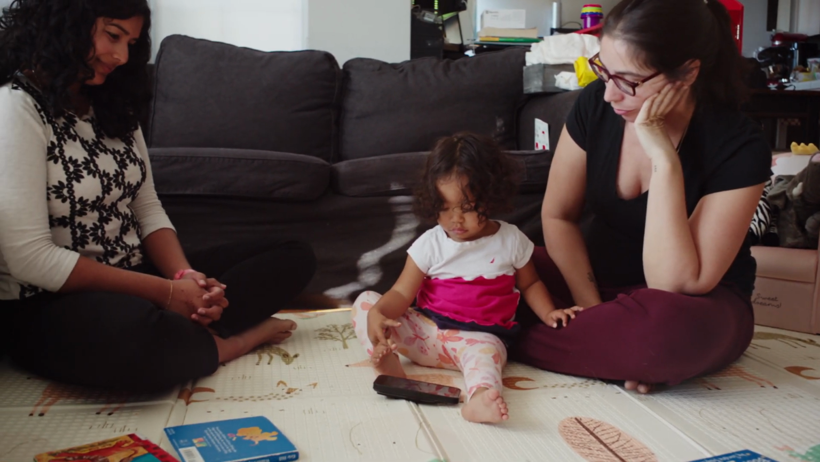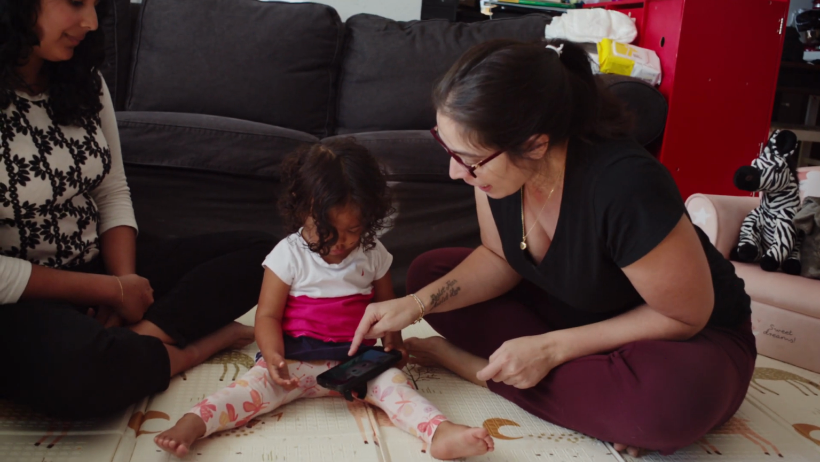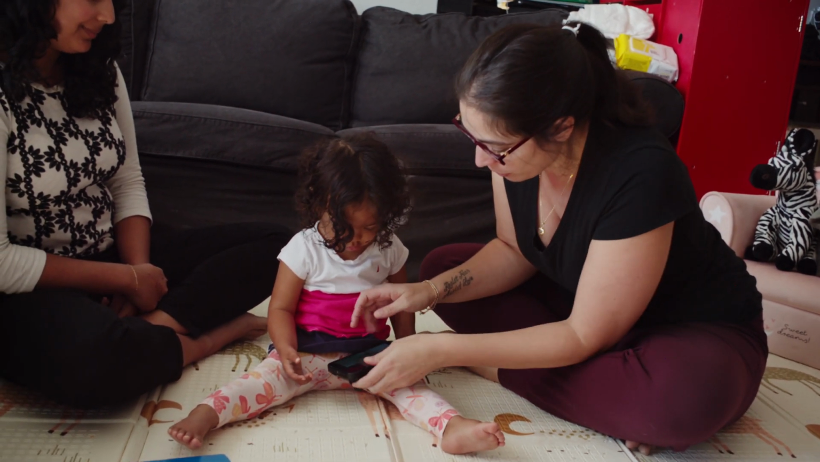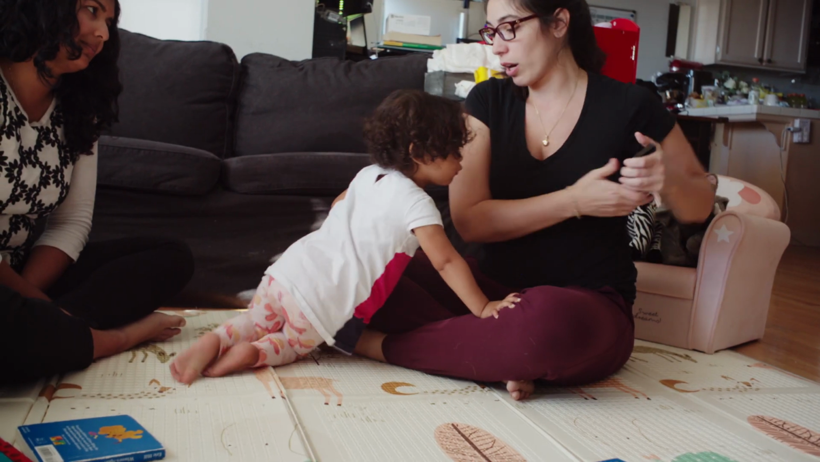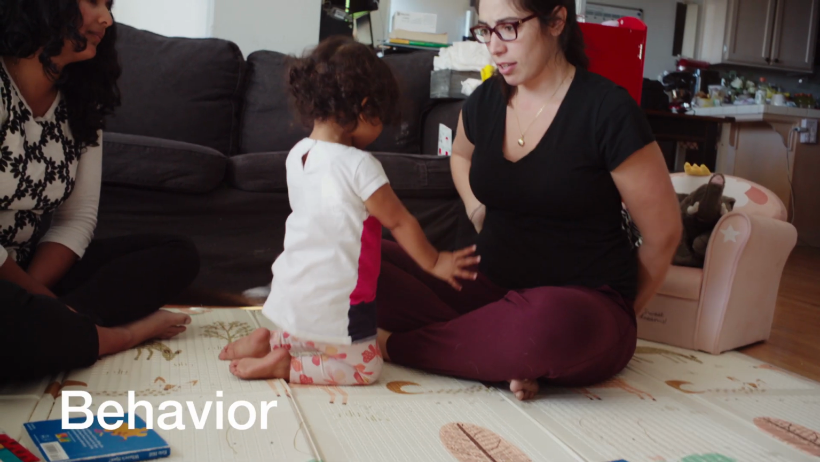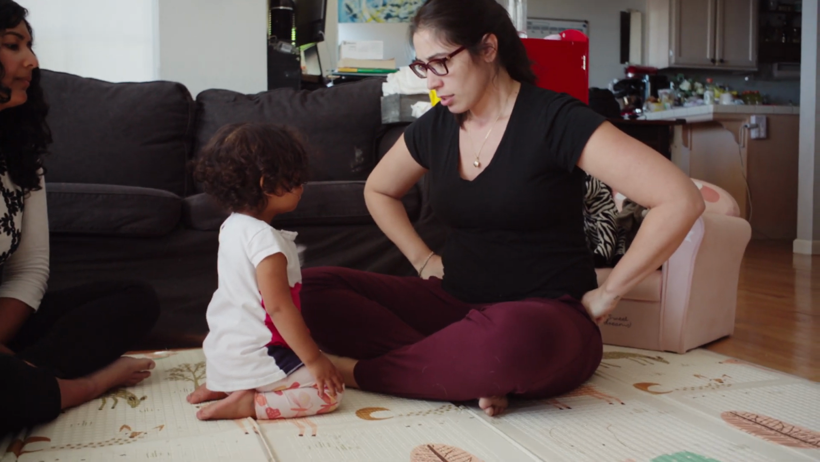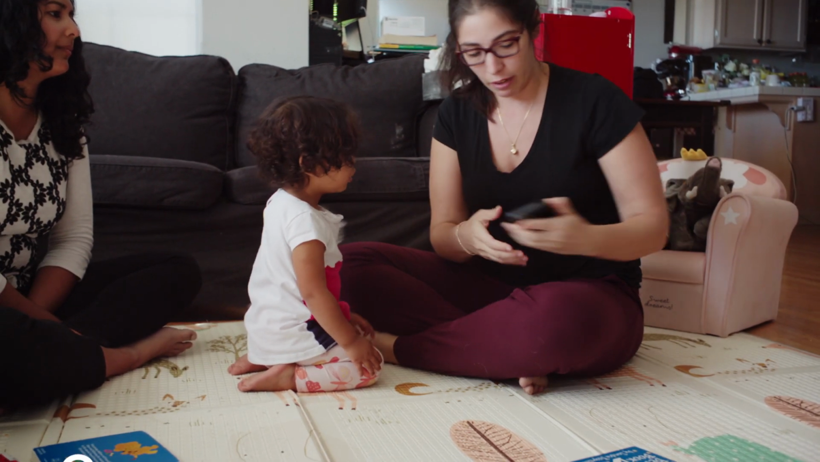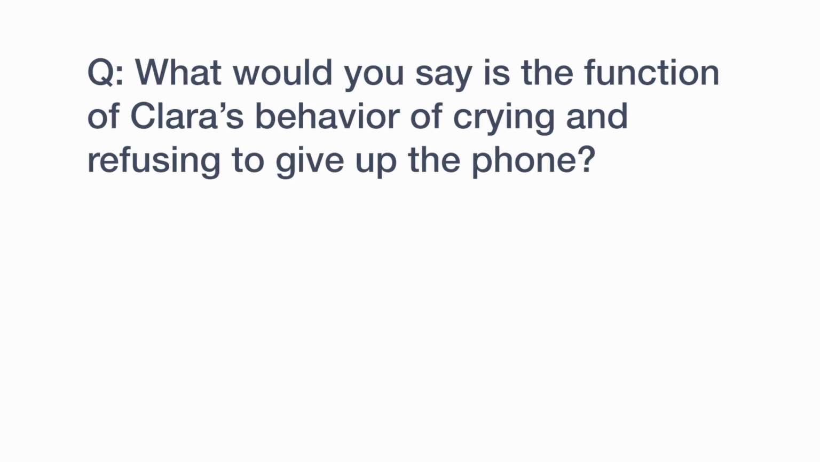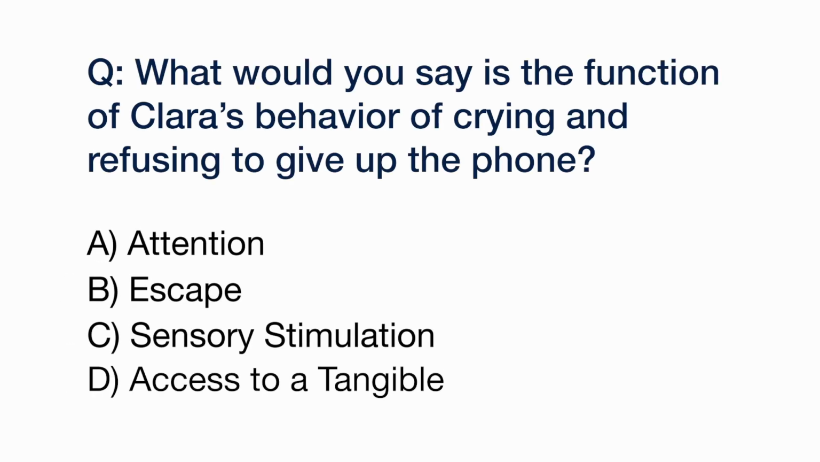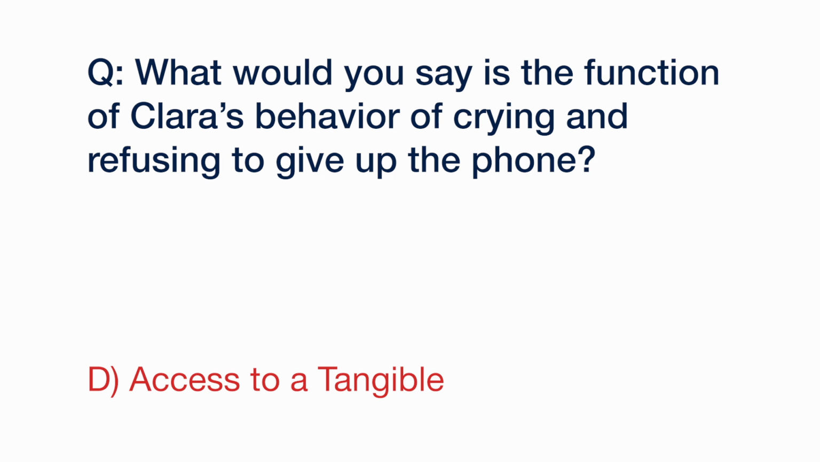Now let's go through an example. Clara is tired and playing on the phone around bedtime when Mom takes the phone away, the antecedent. Clara starts screaming and crying, the behavior. Mom gives the phone back to Clara, so she stops screaming, the consequence. What would you say is the function of Clara's behavior of crying and refusing to give up the phone? The function of Clara's behavior was access to a tangible, the phone.